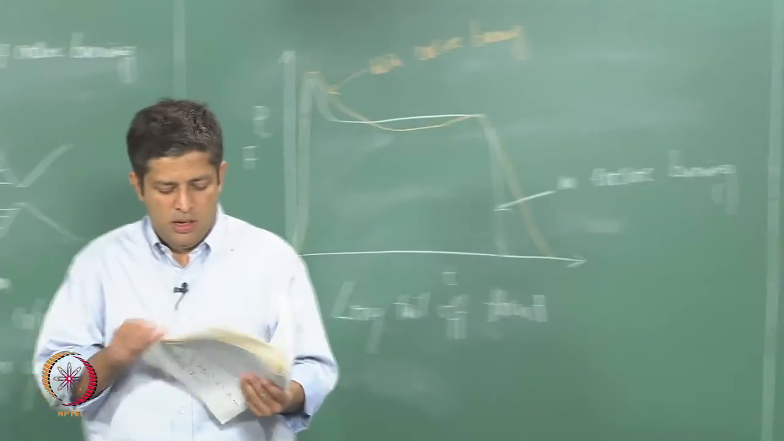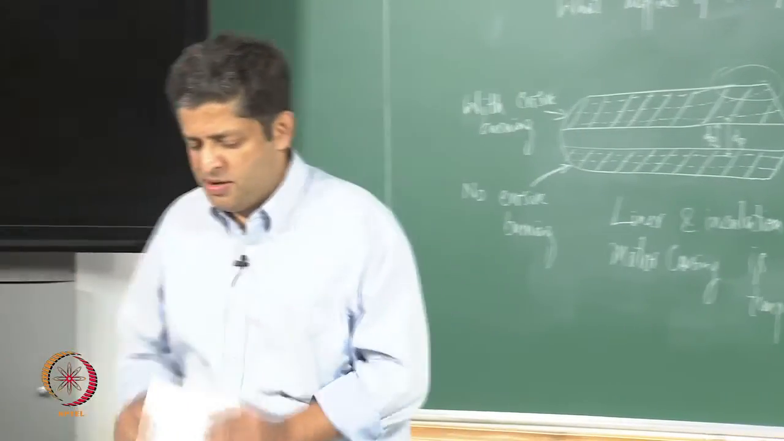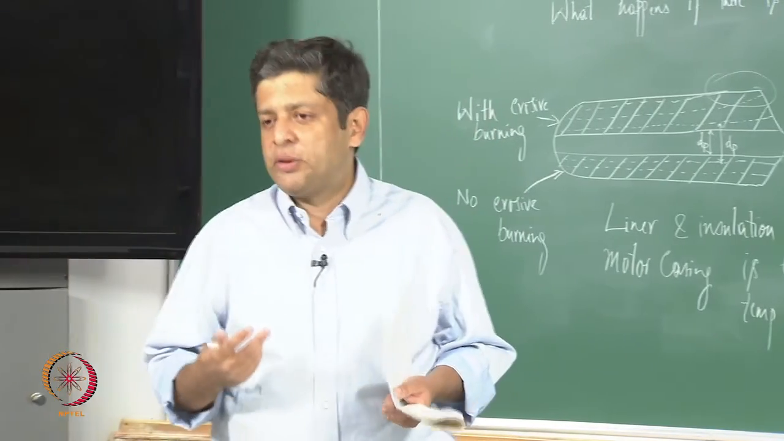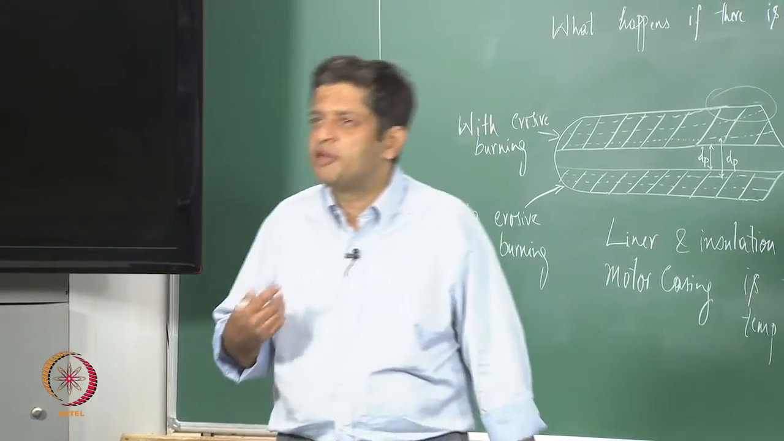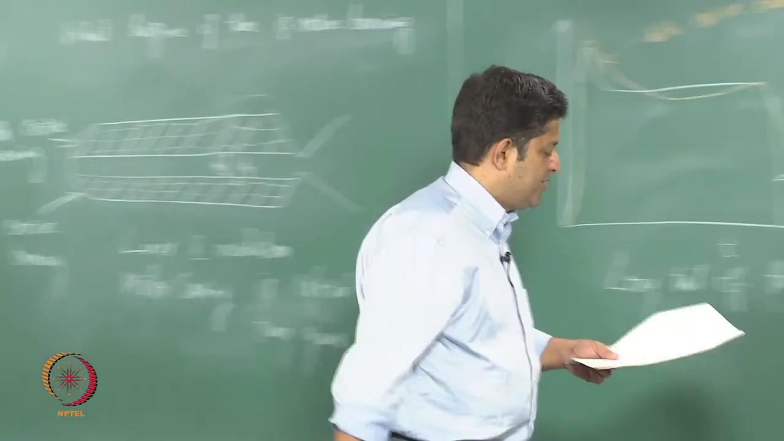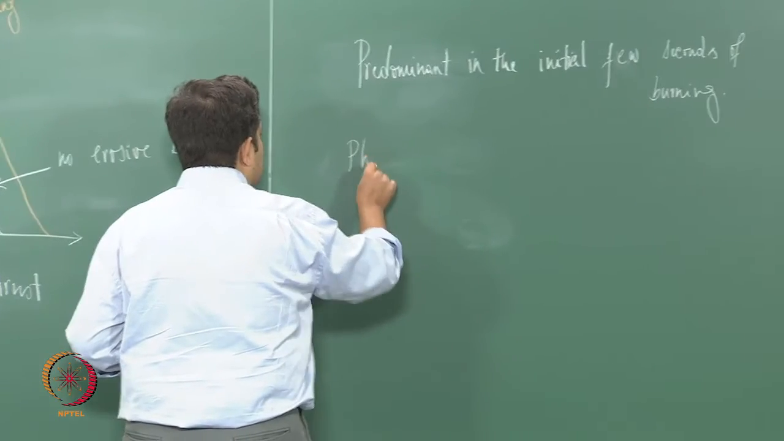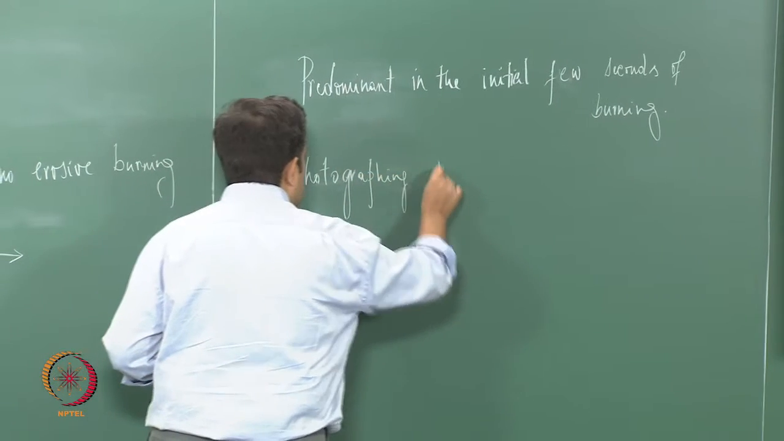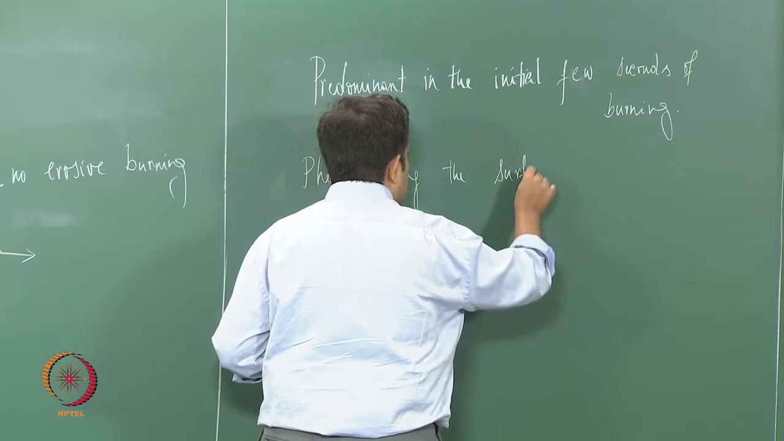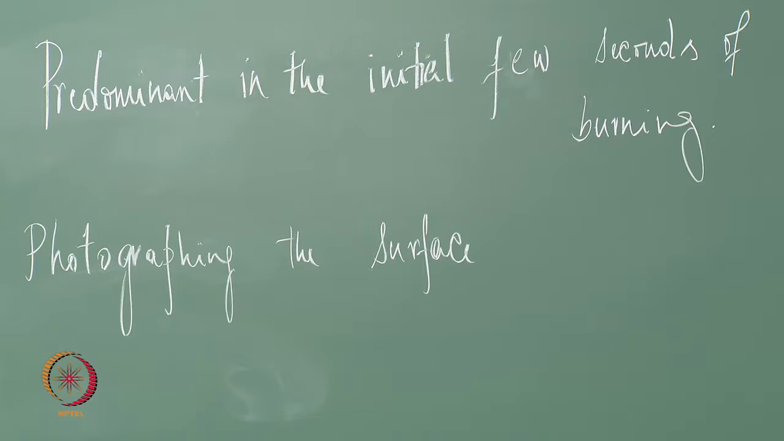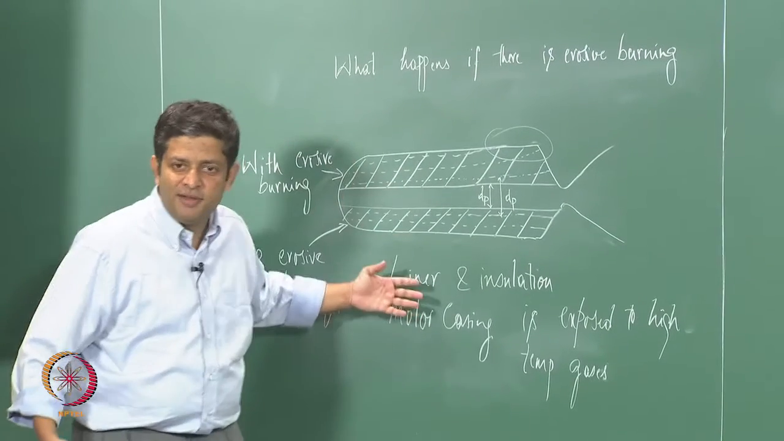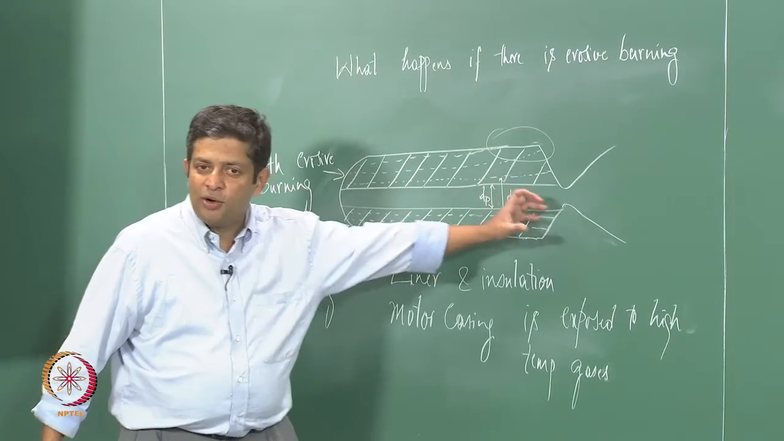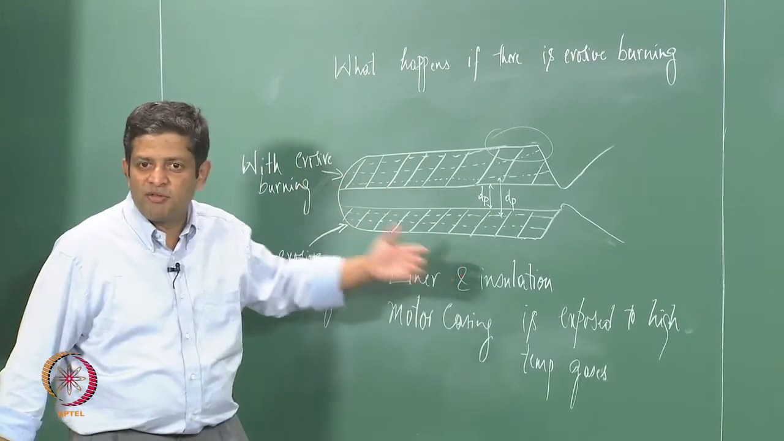Okay, now erosive burning has been known for a long time, and people have done experiments to determine how to quantify erosive burning. There are two sets of experiments people have typically done to quantify this. One of them is photographing the surface. That is, if you have a quartz window here and if you have a two-dimensional grain instead of a three-dimensional grain, right, then you will be able to see how the port evolves with time if you take high-speed photographs.